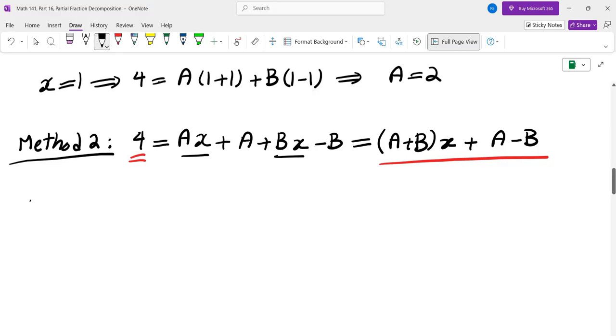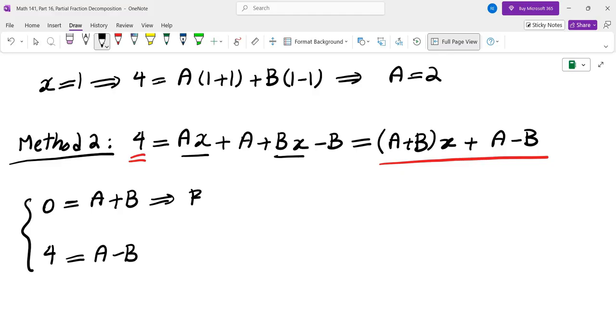Now we're going to set the coefficients on the two sides equal. Coefficient of x on the left side is 0 because there is no x on the left side. Coefficient of x on the right side is a plus b. Constant term on the left side is 4. Constant term on the right side is a minus b. We are going to solve this one for b.